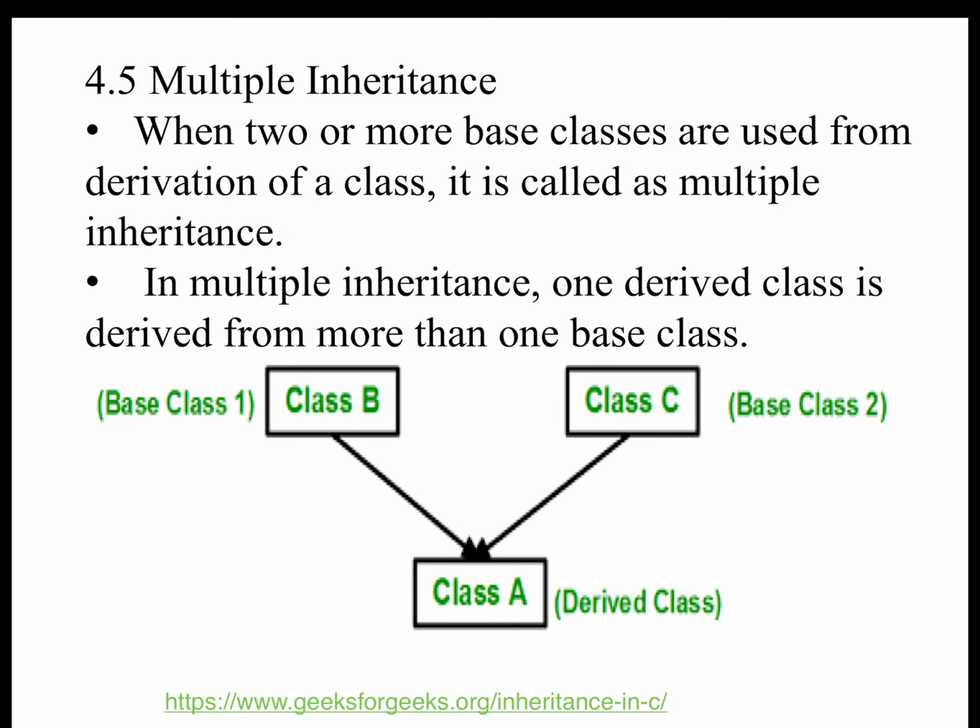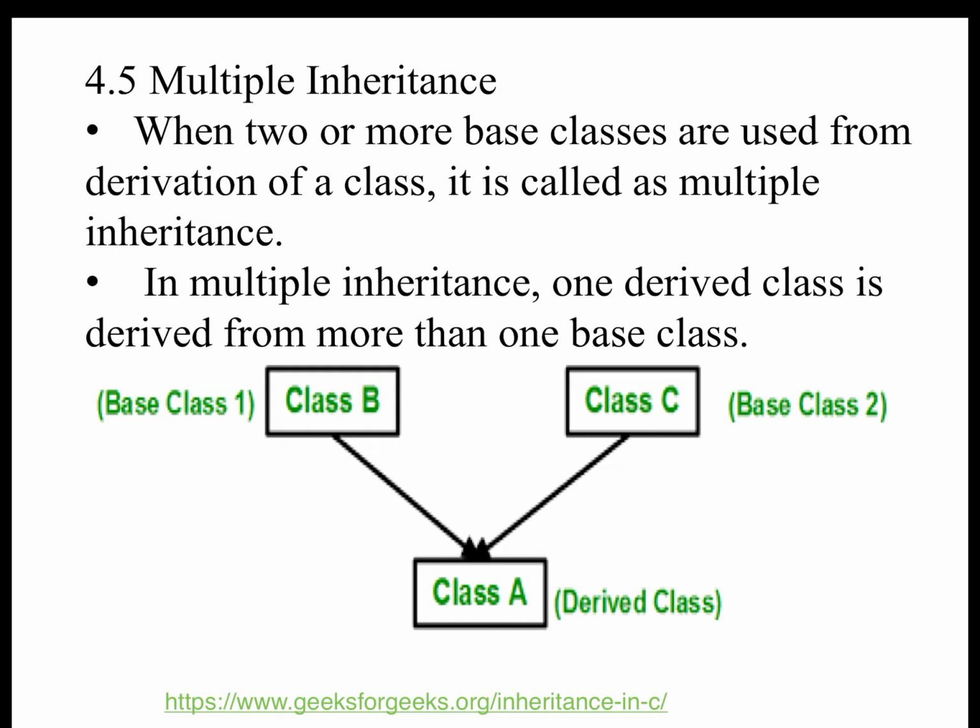Now let us understand multiple inheritance. When two or more base classes are used for derivation of a class, it is called multiple inheritance. Means there are two or more base classes available, and from those base classes we are deriving the derived class. So in multiple inheritance, one derived class is derived from more than one base class. It is called multiple inheritance.